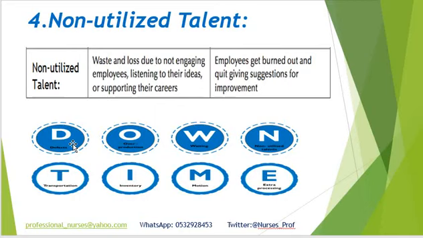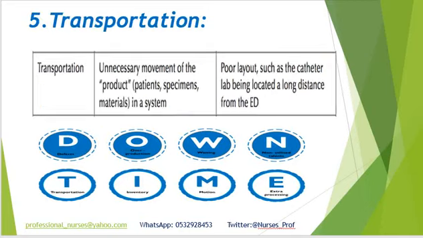The next type of waste is transportation. What do we mean by transportation? By transportation, we mean unnecessary movement of the product. What are those products? By product, we mean the patient, specimen, or material in a system. An example of that is a poor layout, such as the catheter lab, or cath lab, being located a long distance from the emergency department.